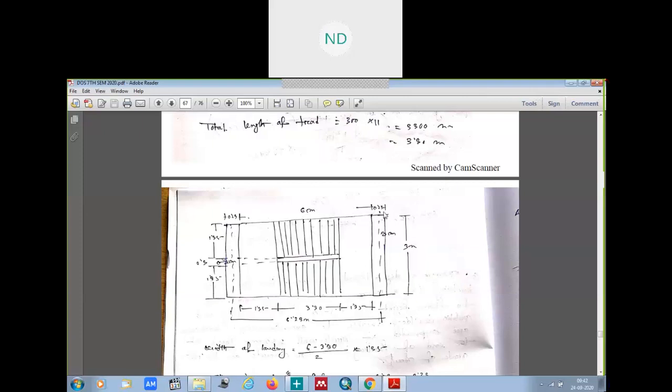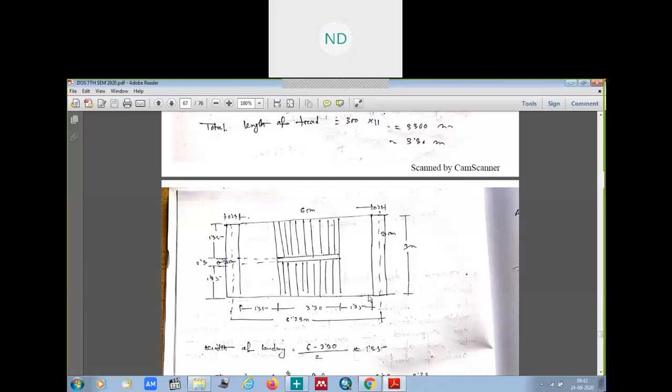meter. So now if we subtract from the 6 meter this 3.30, that is the total tread, and divide by 2, we will get this portion and this portion. So that is how much? That comes to be 1.35 meter. 1.35 meter on both the sides we got the width of the landing.